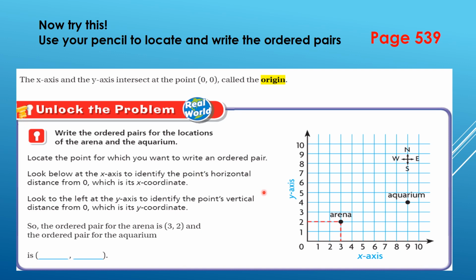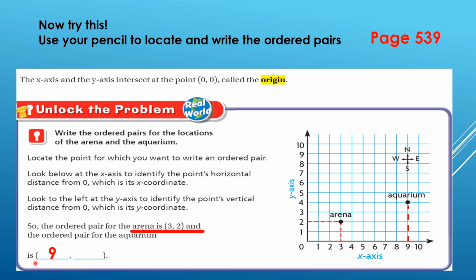As we said, the book located the arena, and it's very easy. The x coordinate is 3, and the y coordinate is 2. And here is the point for the arena, (3, 2). What about the aquarium? Can you locate it using the ordered pair? Let's do it. Very good. I will locate the x coordinate first, which is 9. Perfect. And I'll write 9.